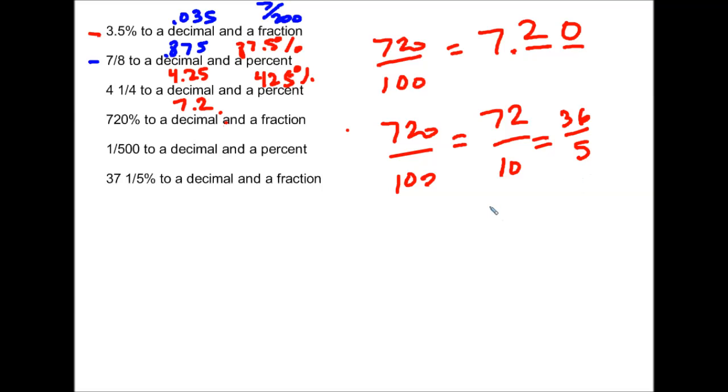Now I'm going to make it into a mixed number. 5 goes into 36 7 times. 7 times 5 is 35. If I subtract that from 36, I get 1. And my denominator stays the same. So it's 7 and 1/5.